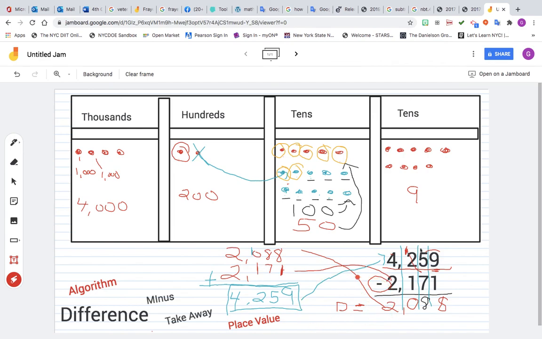Once you are done watching this video, you are going to simply go to your Frayer model, which is a graphic organizer, and based off of this video, fill out the graphic organizer to better understand today's topic. I hope this helps.